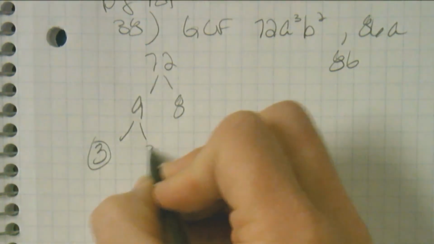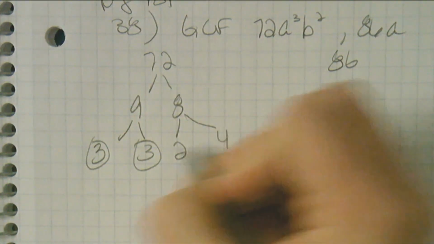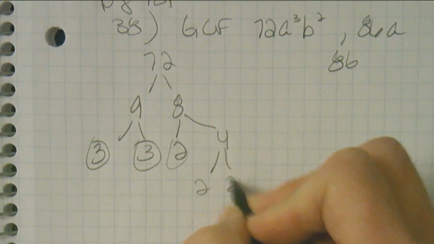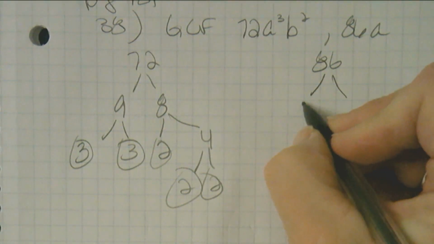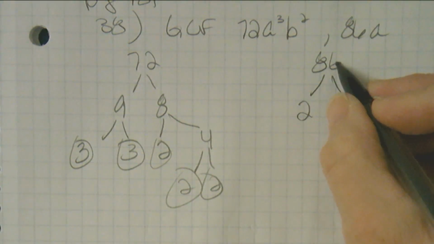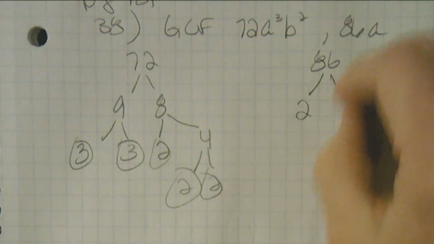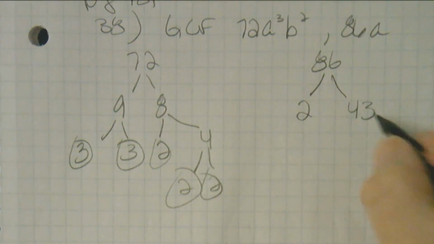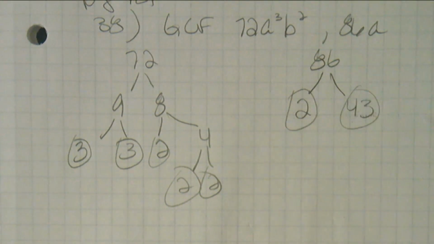9 is 3 times 3. I'm going to circle my two prime numbers. 8 is 2 times 4. 2 is prime. 4 is 2 times 2. Okay. So then 86 is divisible by 2, and that's 43. 43, I believe, is prime. It's not divisible by 2, it's not divisible by 5, it's not divisible by 3, it's not divisible by 6, because that means not divisible by either 1, 2, or 3. So those two are both prime.